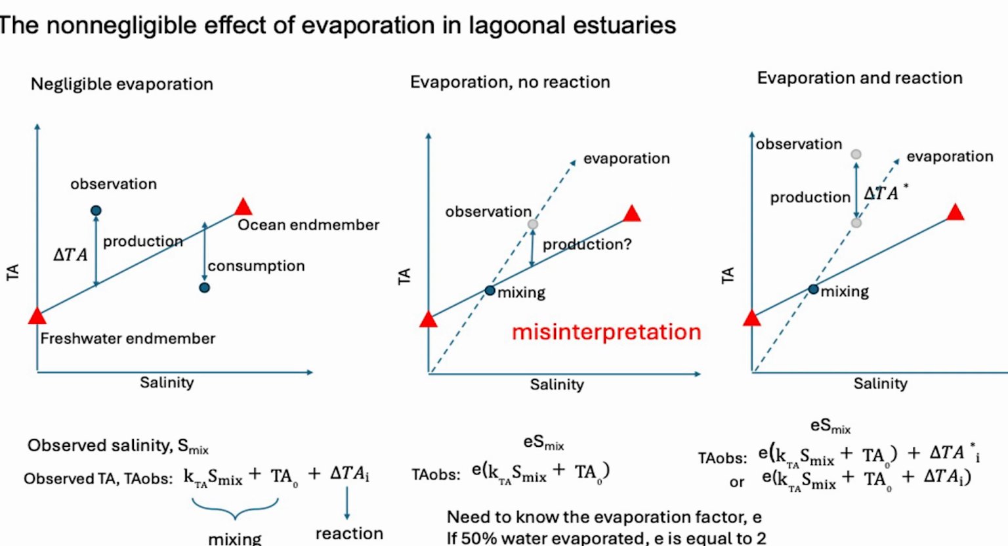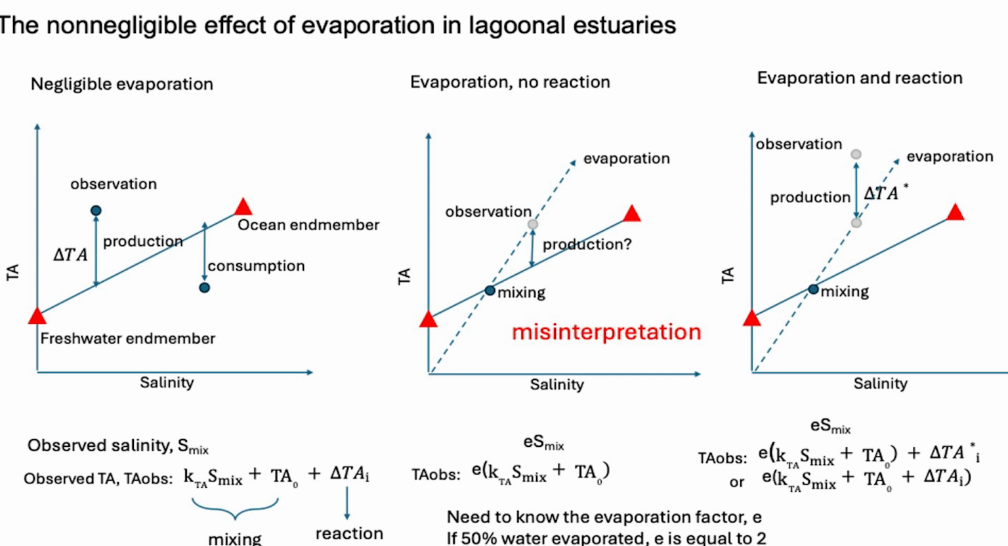So this is a data point based on the mixing, and evaporation moves this data point to this gray data point, and then there is biogeochemical cycling you measured here. So actually you need to calculate the delta TA star, which is here, this range instead of this range, to tell the alterations based on the biogeochemical processes. And in this case, the mathematical expression of salinity and observed TA can be expressed either this one or this one.